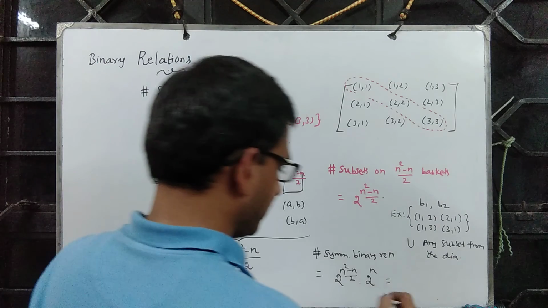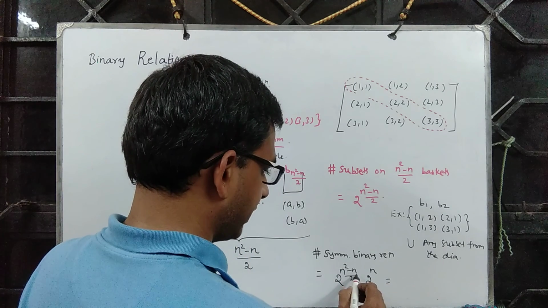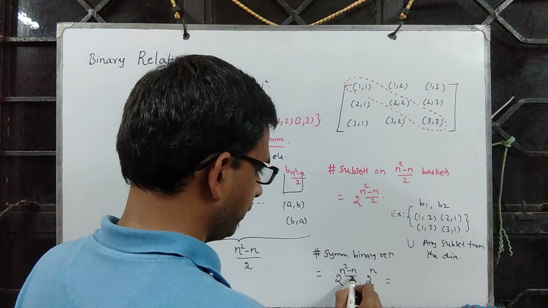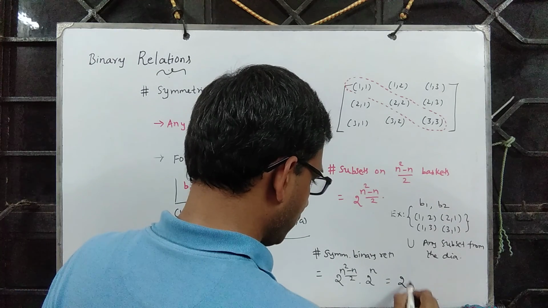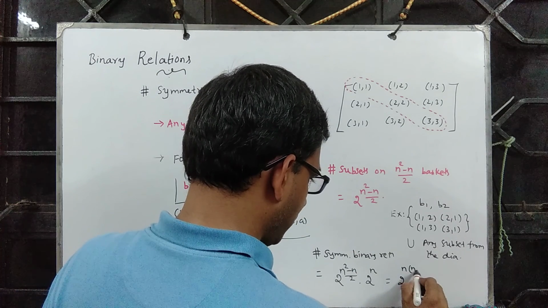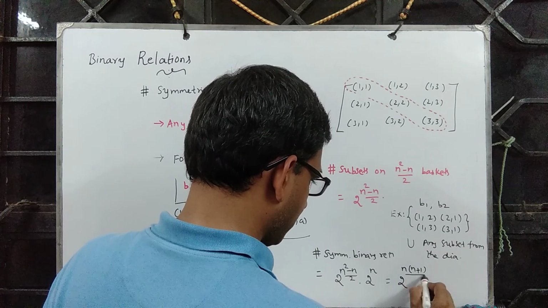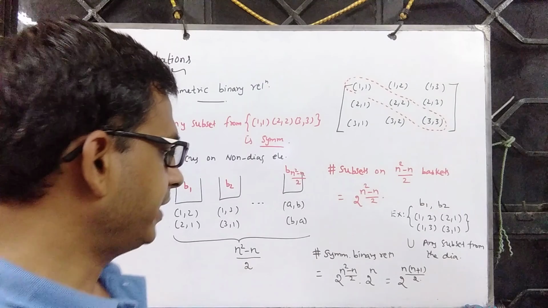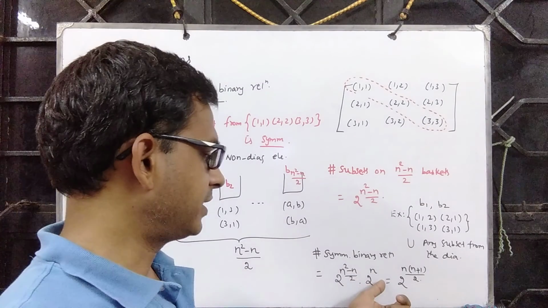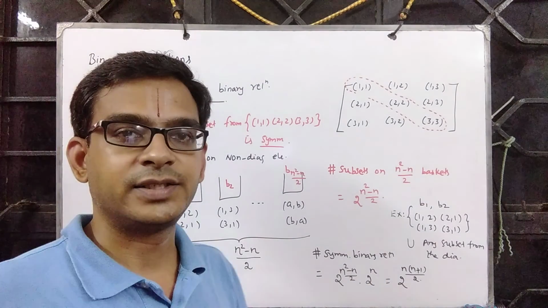On simplification you get (n square minus n plus 2n) by 2, which is (n square plus n) by 2. That will tell you 2 power n into (n plus 1) by 2. So there are this many symmetric binary relations on a set of size n.